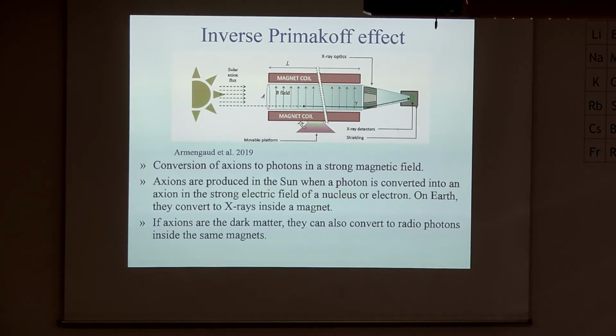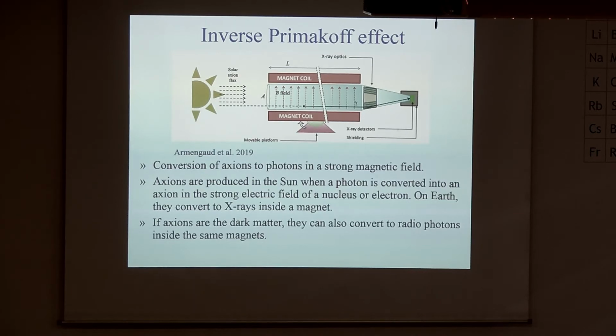Okay, so this is one way we could detect them, and the way the axions are produced here is very similar. When a photon goes by the electric field of an electron or the nucleus in the core of the sun, which is a strong electric field, the photon can be converted to an axion. That's why these axions are produced in the core of the sun. The rate is very small, but you could, in principle, detect them. This is called a helioscope.